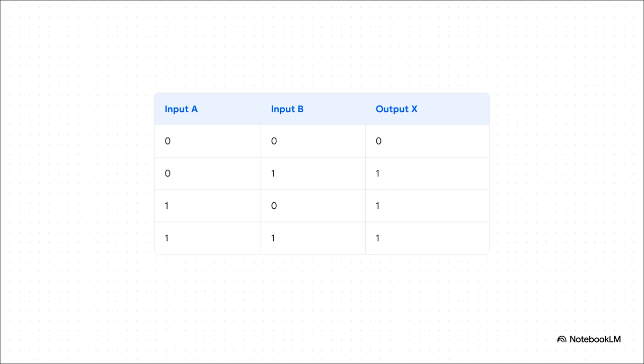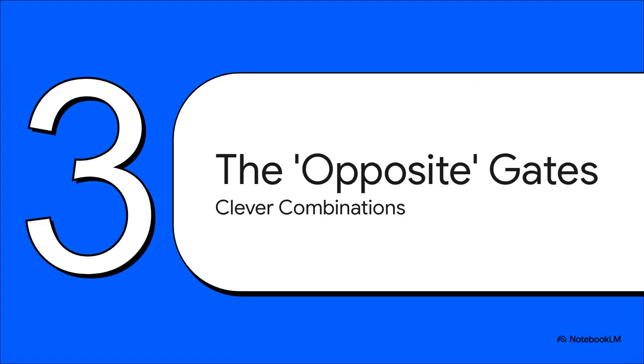Any other time, as long as there's at least one 1 coming in, you're going to get a 1 coming out. Okay, so those are our 3 primary colors, NOT, AND, and OR. Now, this is where it gets really fun, because we can start combining them to make new gates. So let's meet the opposite gates, which are really just clever mashups of the ones we already know.